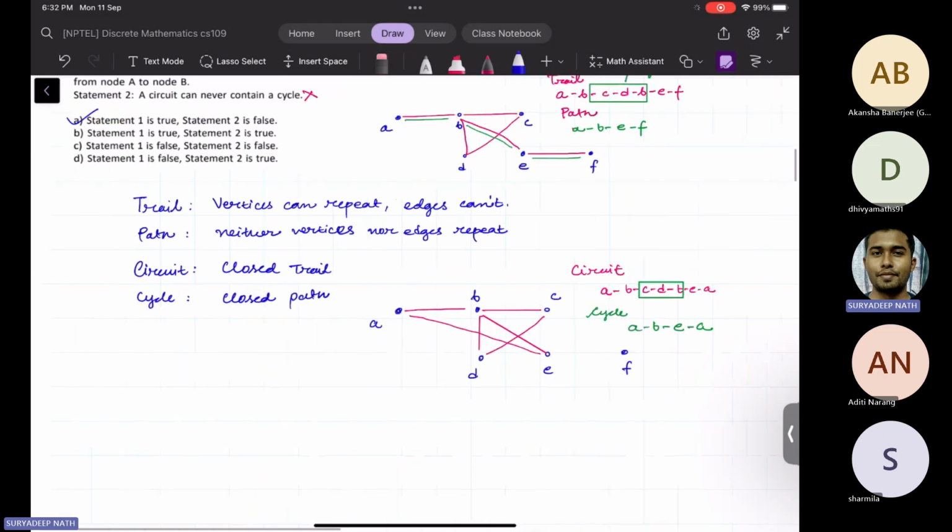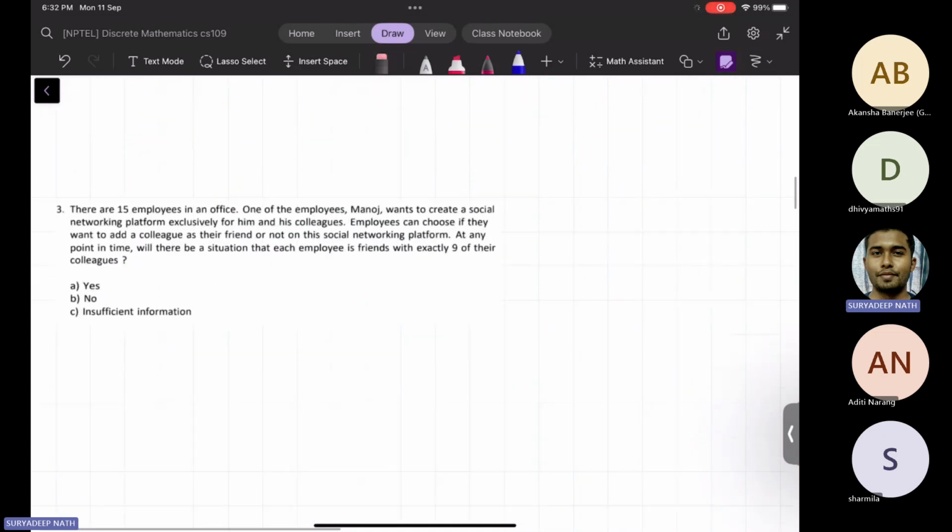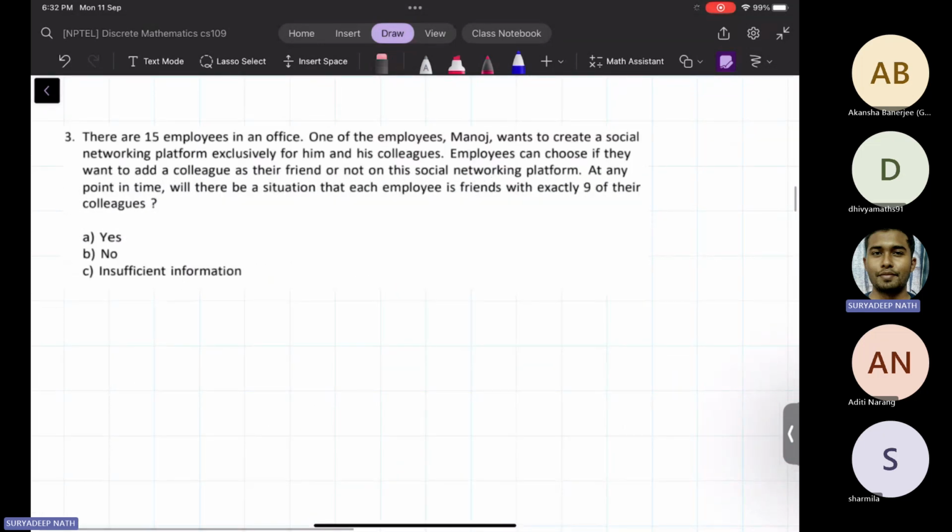All right, let us move on to the next question. There are 15 employees in an office. One employee, Manoj, wants to create a social networking platform exclusively for him and his colleagues. Employees can choose if they want to add a colleague or not at any point in time. Will there be a situation that each employee is friends with exactly 9 of their colleagues?